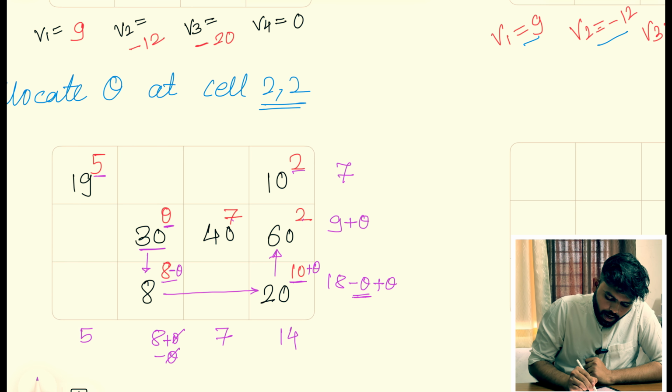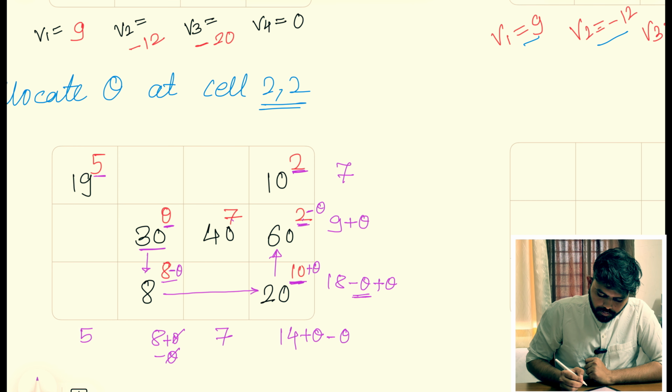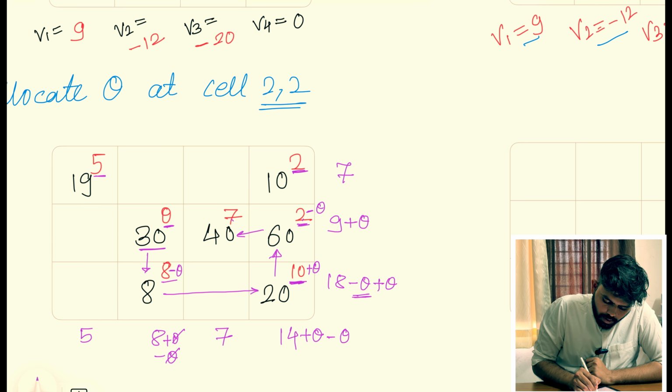Okay, so now if we add these values, 2 plus 2 is 4, plus 10 is 14, 14 plus theta, but we don't need 14 plus theta, we need only 14. So again we need to subtract 1 theta. So here we will write down 2 minus theta. Okay, and now we will go to the left. Now in this row also we have initially added the theta. Now in this row also we have theta plus 7 plus 2 minus theta. So again this gets cancelled out.